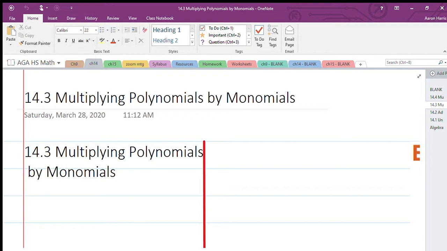So today we're going to be talking about 14.3, which is multiplying polynomials by a monomial. Remember, monomials, one term. Okay, it's made up of either constants and variables or a combination of the two. We can't have variables in the denominator. We also can't have negative powers. Okay, and we can't have fractions for a power.